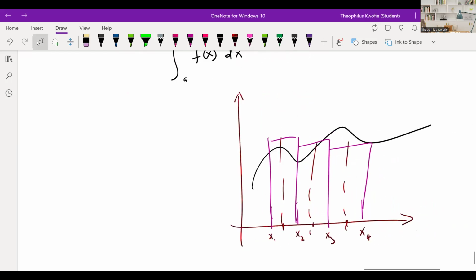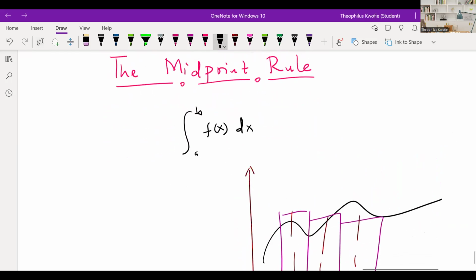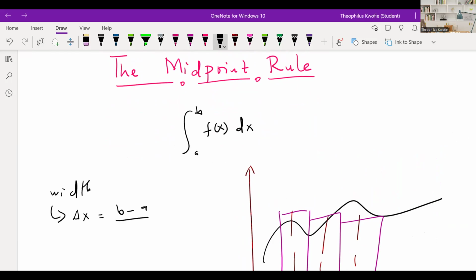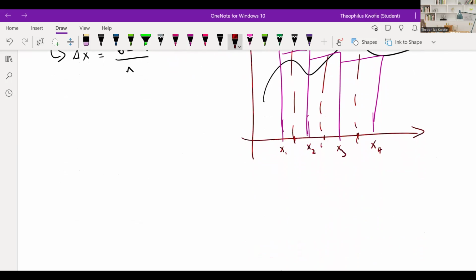So I'm going to pick an example so that we really understand it. The same thing, we still have to make sure that we know the width. The width, we said, is b minus a divided by n. The n, we said, is the number of subintervals, or the number of partitions. Very good. And so the midpoint rule, or the midpoint formula, is just going to be our delta x multiplying.